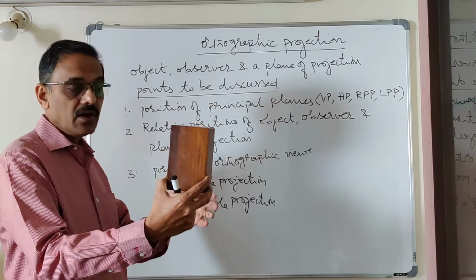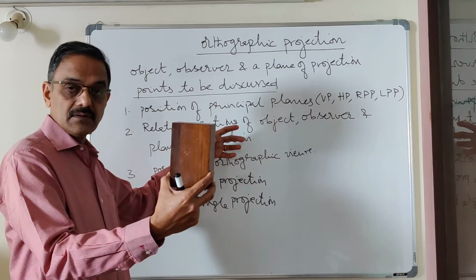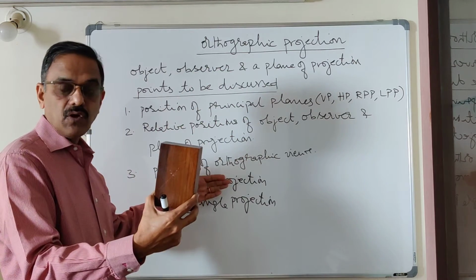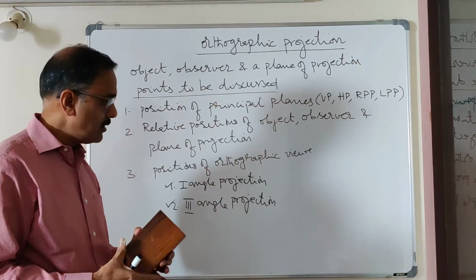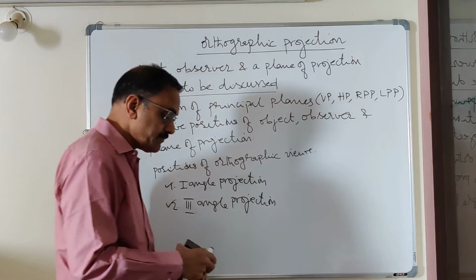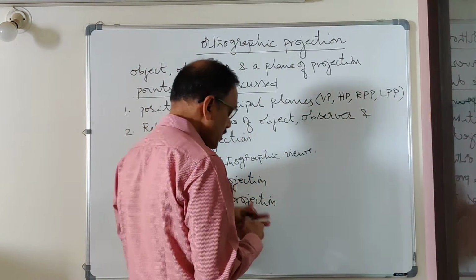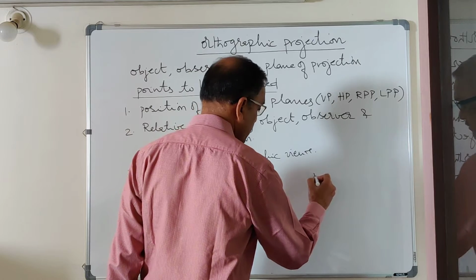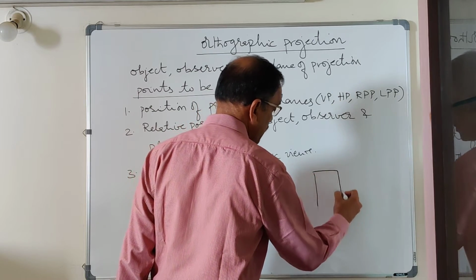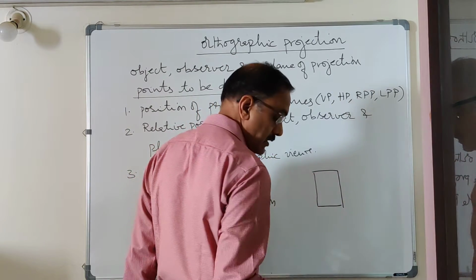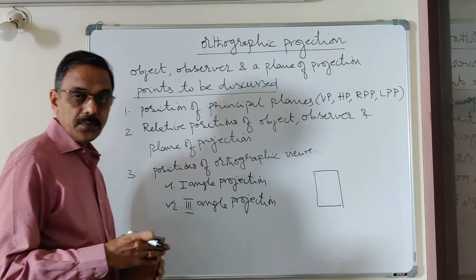So, how do you get the front view? This is projected like this, so that it is obtained on the front wall. So you got the front view. Let me draw the front view here. The front view appears, the shape will remain the same. This is the front view. Now, getting the top view.